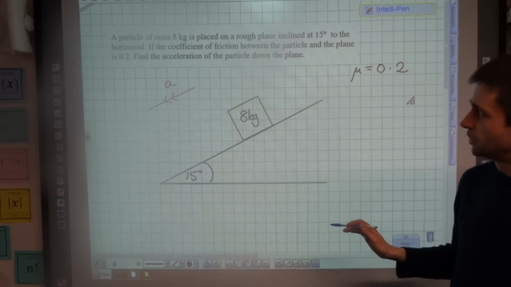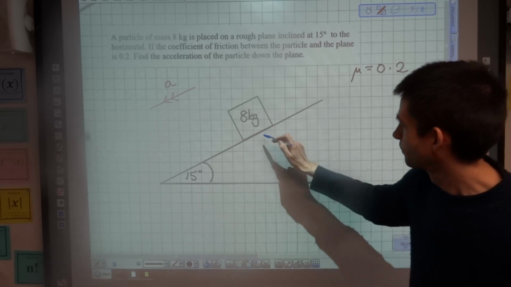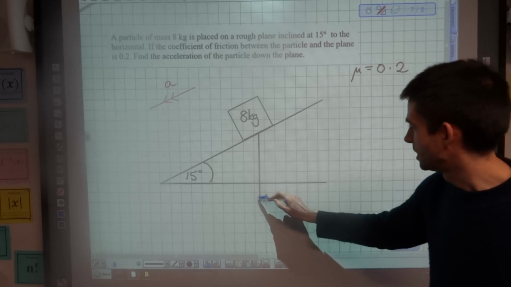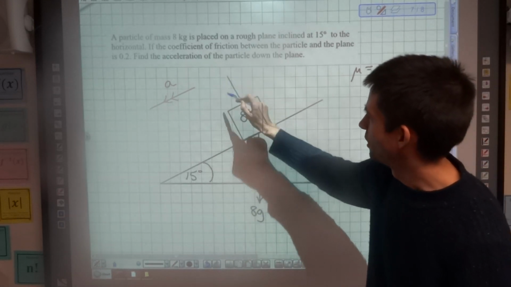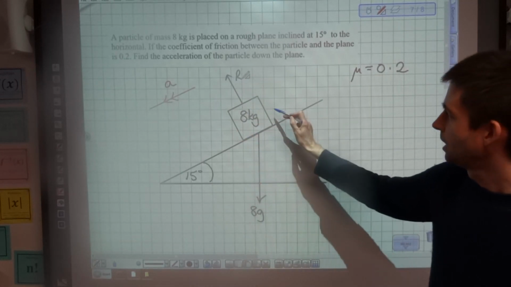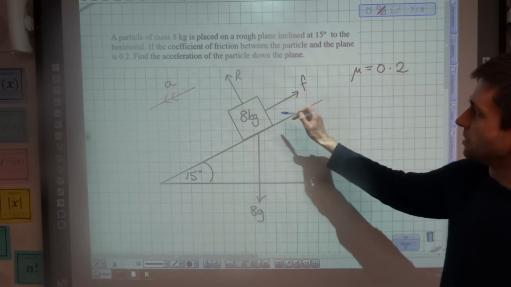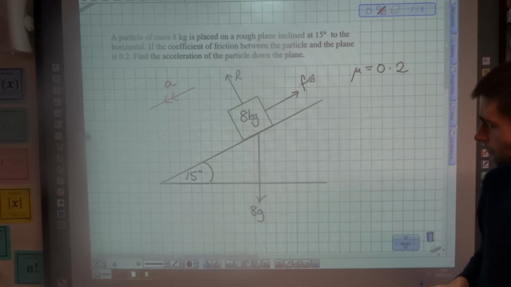Now, let's just consider the forces acting on this particle. We've got its weight, which is going straight down, which is 8g. We've got a normal reaction force, which is acting perpendicular to the slope. And we're going to have a frictional force, which is acting against the direction of motion. Okay, so that's what we've got so far.